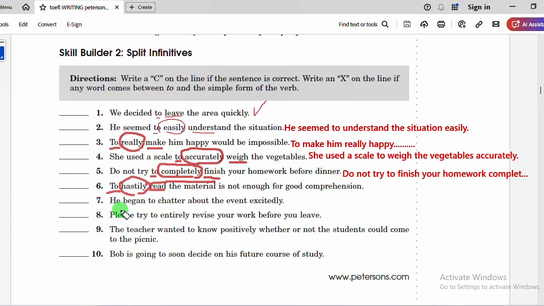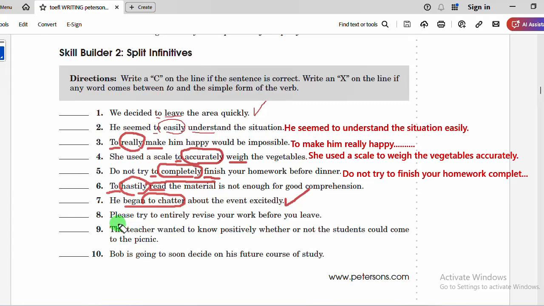Sentence number 7. He began to chatter about the event excitedly. Began to chatter. So I have to chatter here. This sentence is correct as it is, and it doesn't have split infinitives.